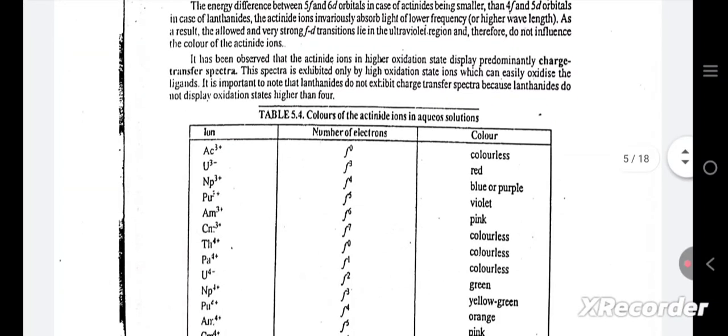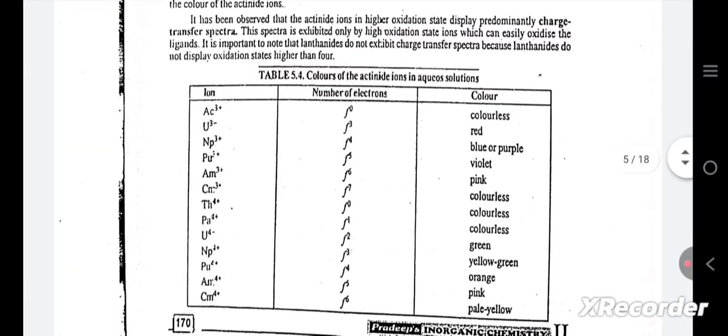The actinide ions variously absorb light of lower frequency. As a result, the allowed and very strong f-d transitions lie in the ultraviolet region and therefore do not influence the color of the actinide ions. It has been observed that the actinide ions in higher oxidation state display predominantly charge transfer spectra. This spectra is exhibited only by high oxidation state ions which can easily oxidize the ligands.